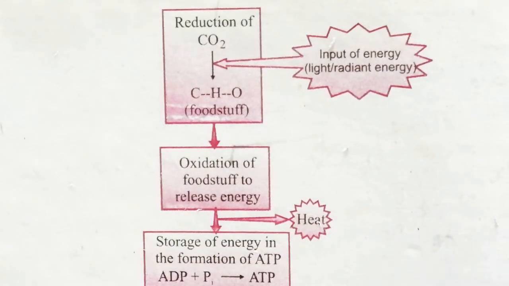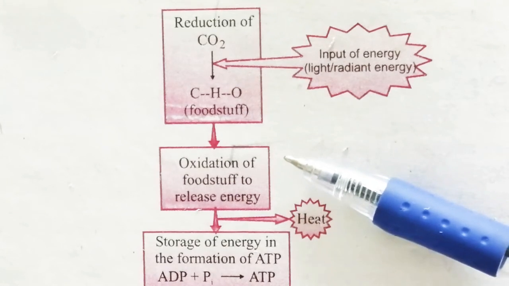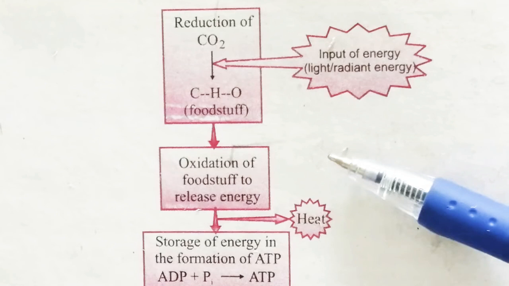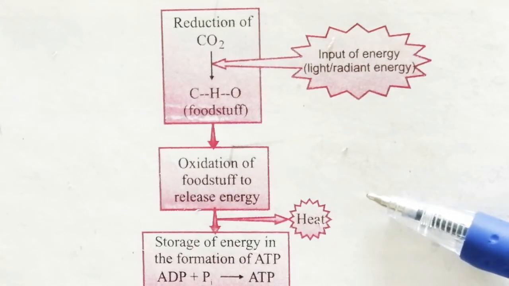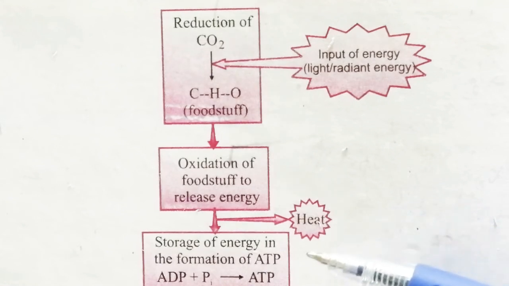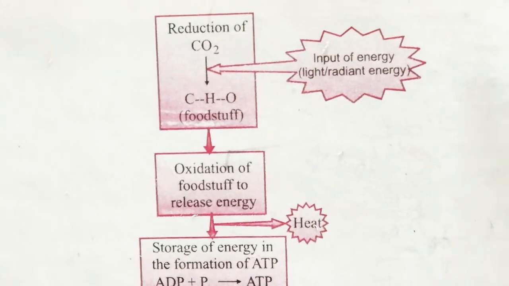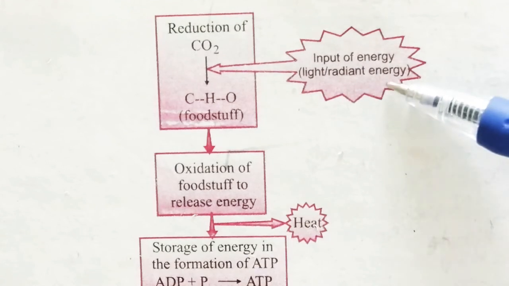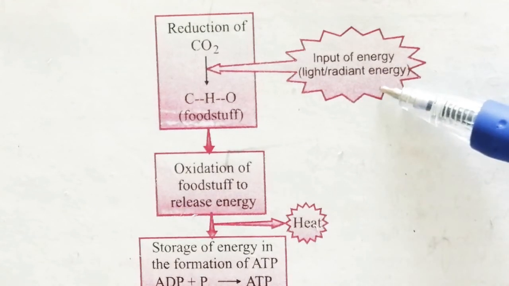Dear student, this figure, or this flow sheet, shows you the energy transformation in living organisms, along with the utilization of energy in the form of kinetic energy, and some of the energy that is lost in every transformation in the form of heat energy. So starting from the first point: how does this energy come into the body of a living organism?